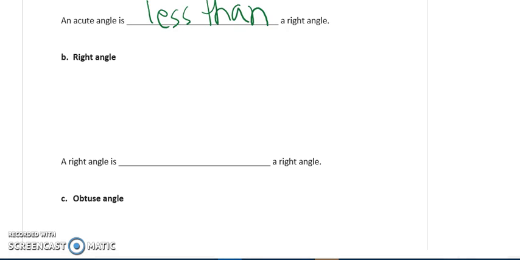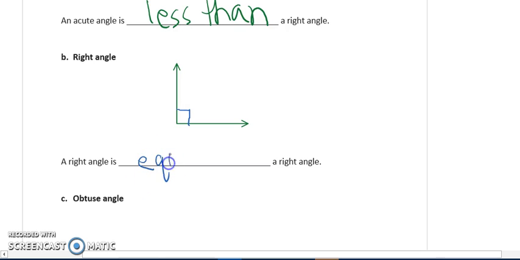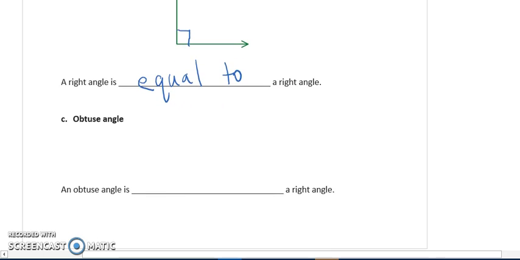Now a right angle is exactly 90 degrees. A right angle is equal to a right angle. That's kind of obvious. That was kind of a silly way to question that. Alright, now let's do an obtuse angle.